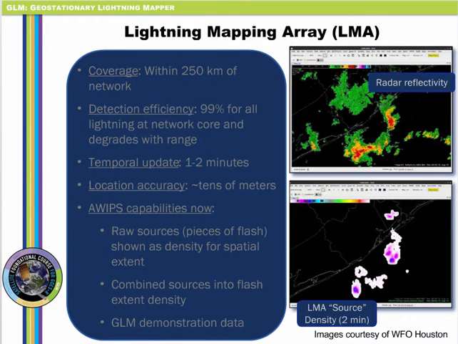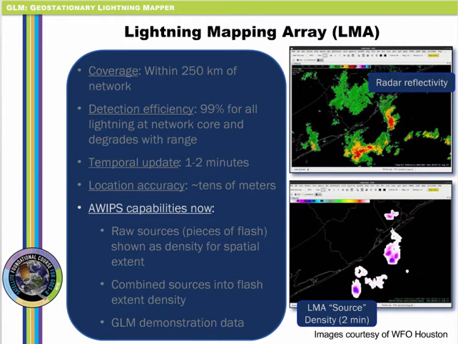The lightning mapping arrays have been available to some National Weather Service offices. LMA networks typically have a range of 250 kilometers from their center. The LMA networks provide detailed 3-dimensional mapping of intracloud lightning channels and the intracloud components of cloud-to-ground flashes. LMAs observe tens to thousands of geolocated emission sources per lightning flash. The detection efficiency is in the upper 90% for all lightning at the network's core and then degrades with range. Operationally, the lightning mapping arrays update every 1 to 2 minutes, with a location accuracy of tens of meters that degrades with range from the center of the network.